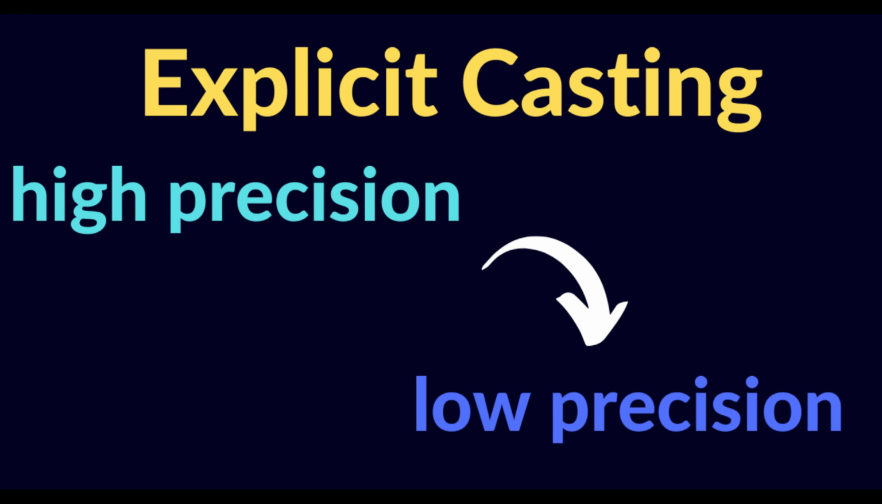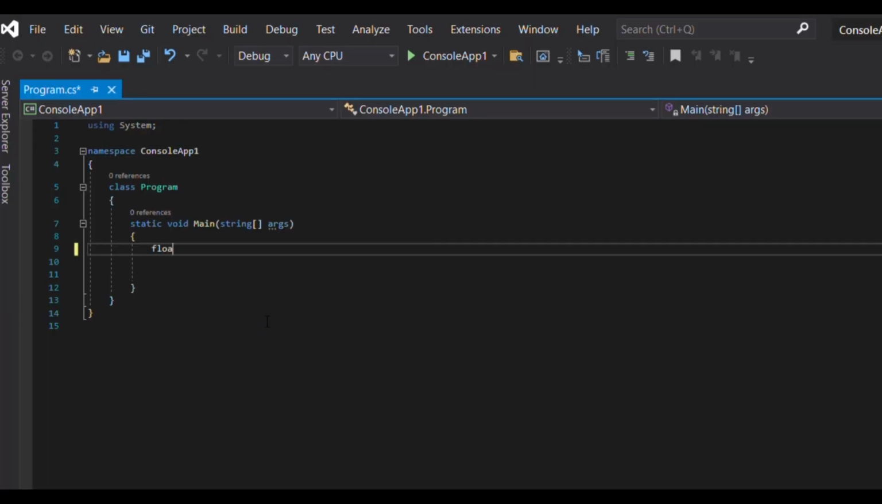Now explicit casting is basically the opposite. It is used when we want to convert a data type of higher precision to a data type of lower precision, like a float to an int. Now you may lose data while using explicit casting. Let's see an example for this also.